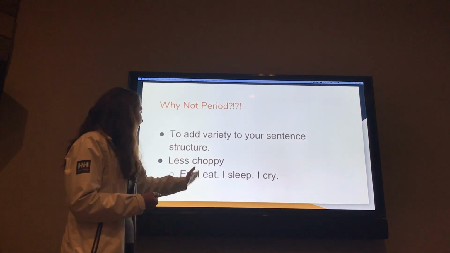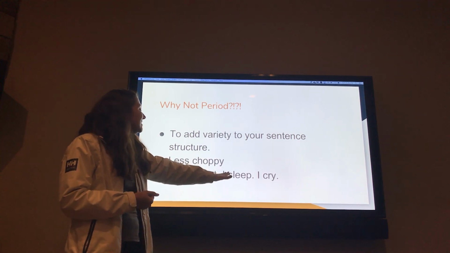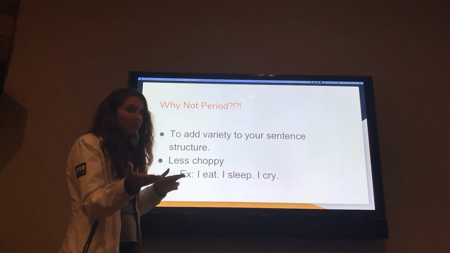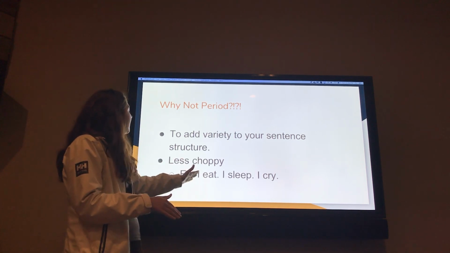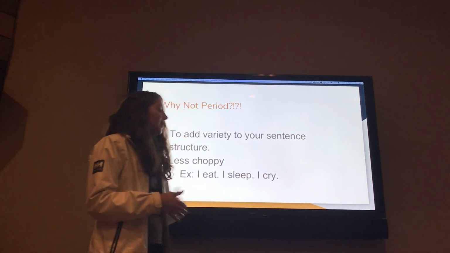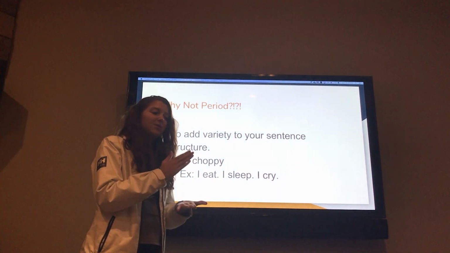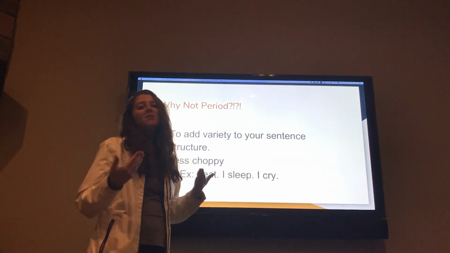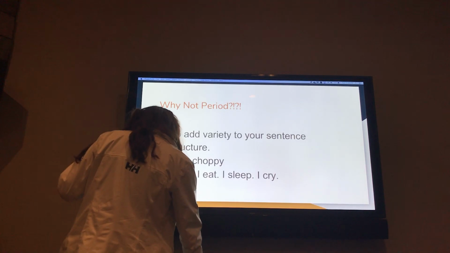So instead of I eat, I sleep, I cry, we could maybe combine I eat and I sleep together with a semicolon, as these are both two independent clauses together and don't have a conjunction. And it could be I eat; I sleep. I cry. And it makes it add more variety to your sentence, so it's not just a bunch of choppy sentences, and it doesn't make your reader seem very comfortable with the writing.